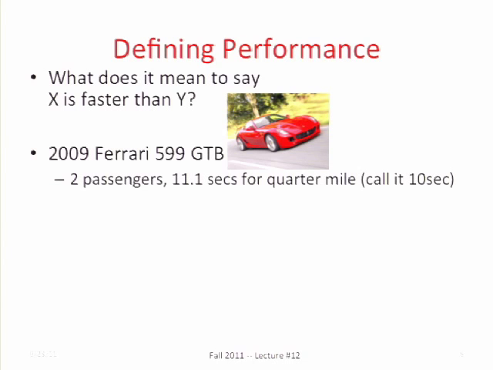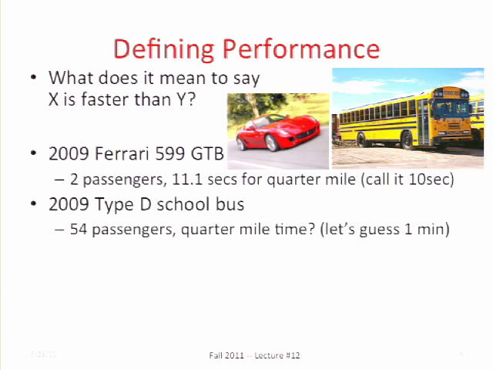All right, so we're going to have a race here. Okay, here's our second contender. A school bus. Okay, holds 54 passengers, and I don't know how fast it goes. It actually doesn't matter. So let's assume it takes a minute to do that quarter mile. Okay, so now the question to you guys is, which of these is faster? Okay, which is the faster vehicle? And if there was an obvious answer, I wouldn't have shown it to you, right?